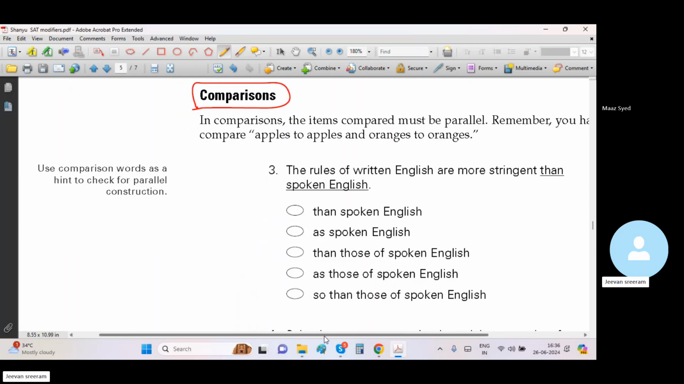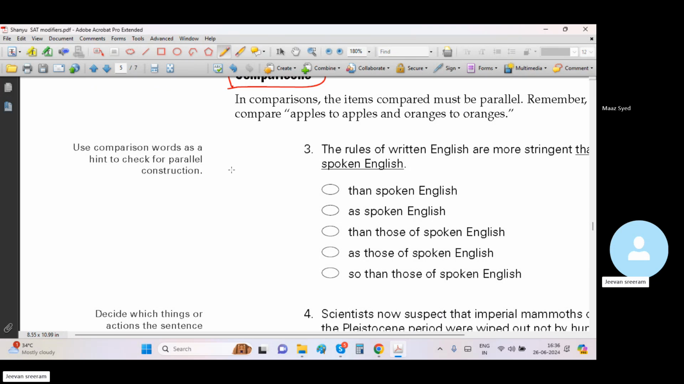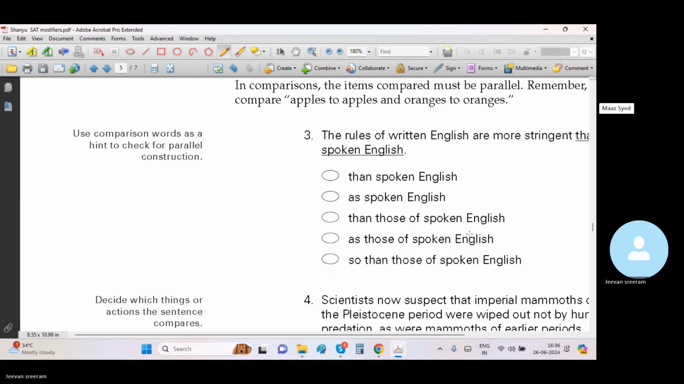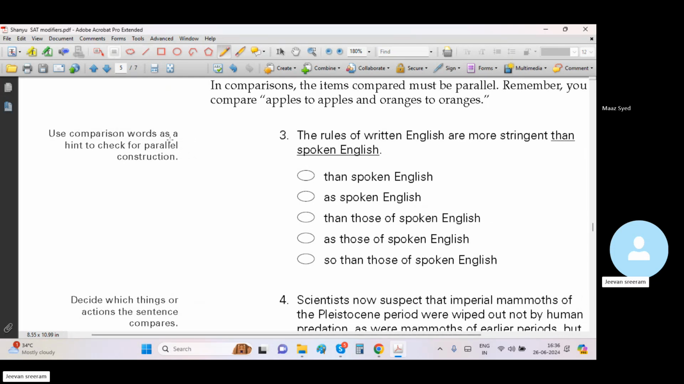Okay, questions on comparisons. So before that, let me make you understand some comparison between nouns, comparison between verbs, right? For example, comparison between nouns. Let me write an example sentence, okay?